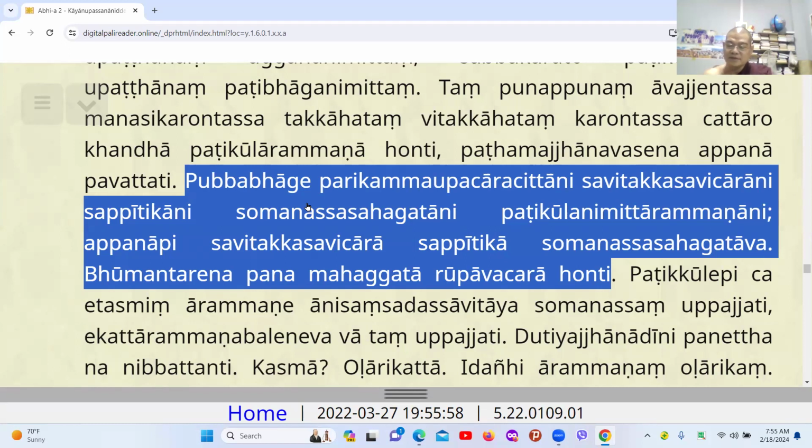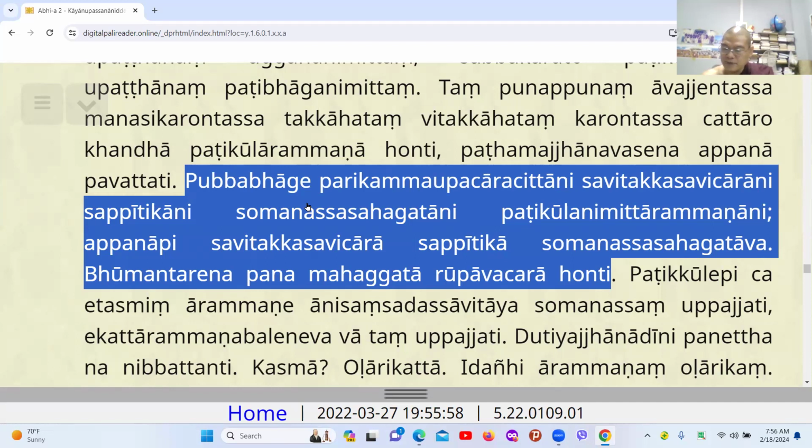The first jhana: savitakka, savicara, vitakka, vicara, piti, somanassa, even somanassa here takes repulsiveness as object. Vitakka, vicara, piti, somanassa, ekaggata are there. Now these five jhana factors will take repulsiveness as their object. Somanassa will be explained later. Somanassa here takes the parts of the body as repulsiveness.